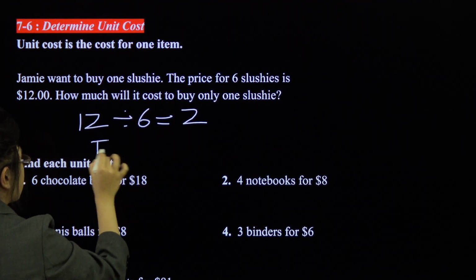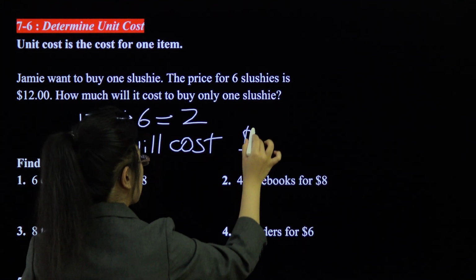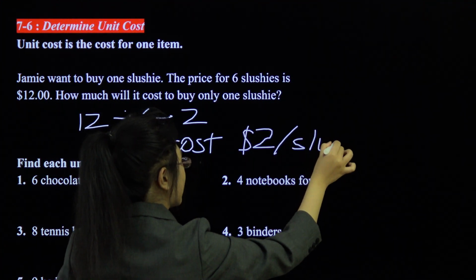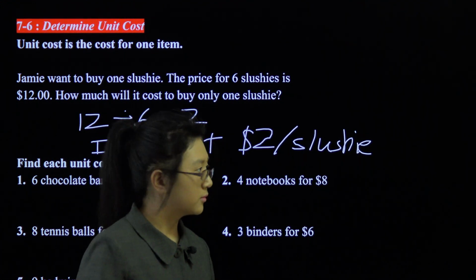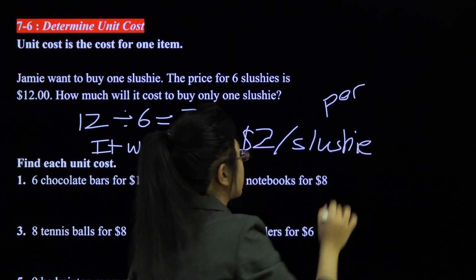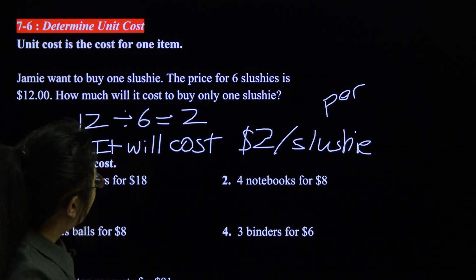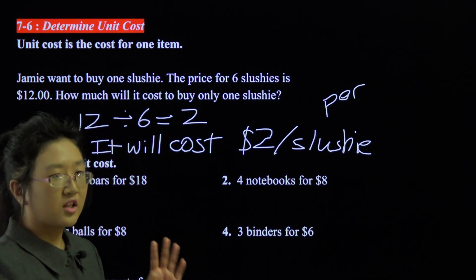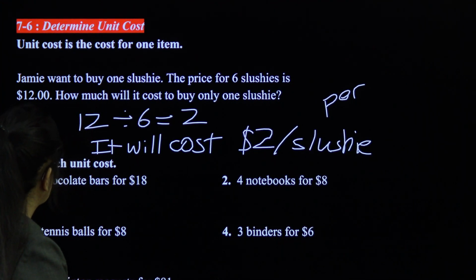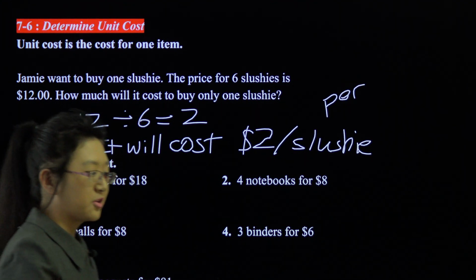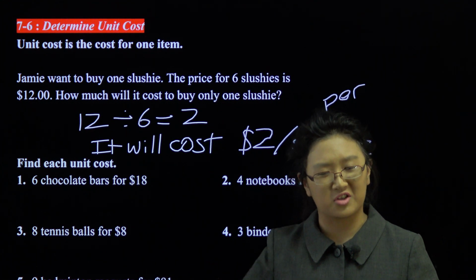It will cost $2 per slushie. Yes, guys, the slash is also another sign for per, like per as in P-E-R, which means something every something. Say 40 kilometers per hour, which means that you travel 40 kilometers in every hour. And if you don't know what kilometers are yet, well, pretty sure you've seen them somewhere on the street signs, though.